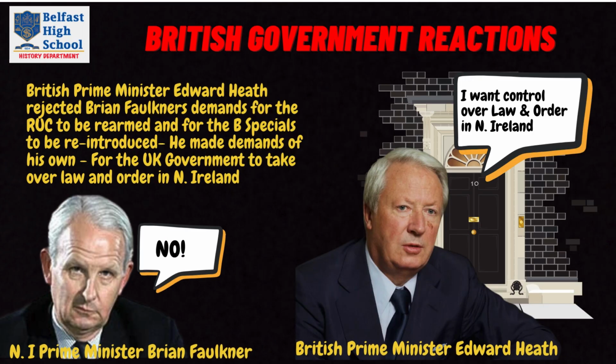So the British government reactions to this, well, British Prime Minister Edward Heath rejects Brian Faulkner's demands for the RUC to be rearmed and for the B Specials to be reintroduced. And he makes a series of demands, his own demands, for the UK government to take over law and order in Northern Ireland. To Brian Faulkner, Prime Minister of Northern Ireland, this was a clear no-go issue. But Edward Heath was sticking to his guns. This is what he wanted on behalf of the UK government.